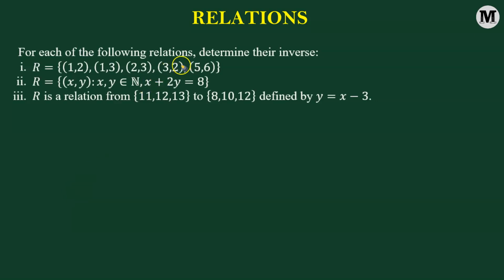For each of the following relations, determine their inverse. Okay, let's begin with the first relation. So here we have a relation R, which consists of 5 ordered pairs: (1, 2), (1, 3), (2, 3), (3, 2), and (5, 6). Now, using this relation, let's try to find out the inverse.